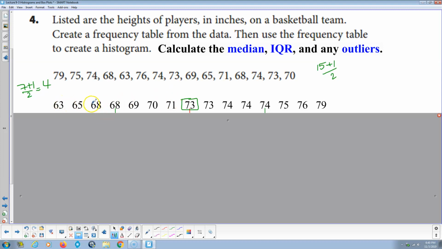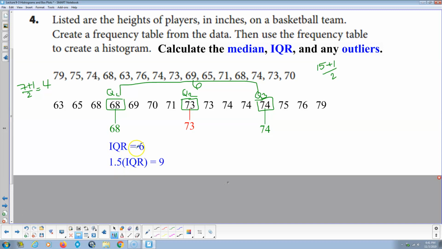And the same for the upper half. 1, 2, 3, 4 from the other side of that middle. For this guy here, 1, 2, 3, 4 in from the middle and 4 from the end. So Q1, Q2, also known as the median, and then Q3. And the distance from Q1 to Q3, interquartile range from 68 to 74, that's 6.